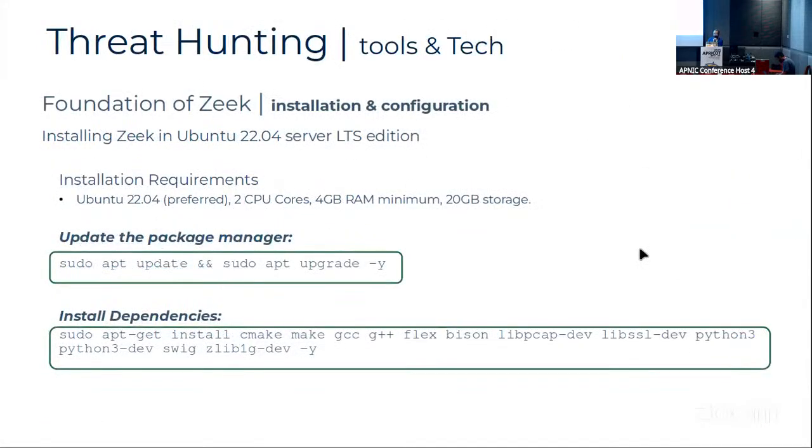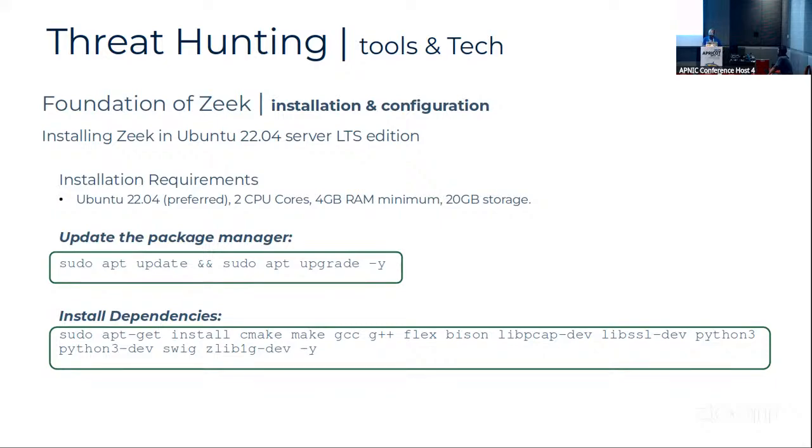Now, those who have opened your laptop and fired up any Ubuntu machine, Ubuntu 22.04, you can run this command, apt update and apt upgrade, not dist-upgrade, and then you can run the second command. This gives all the dependencies to install Zeek. As I already have installed Zeek on my machine, I will not go through these commands, but those who want to do so, please carry on.